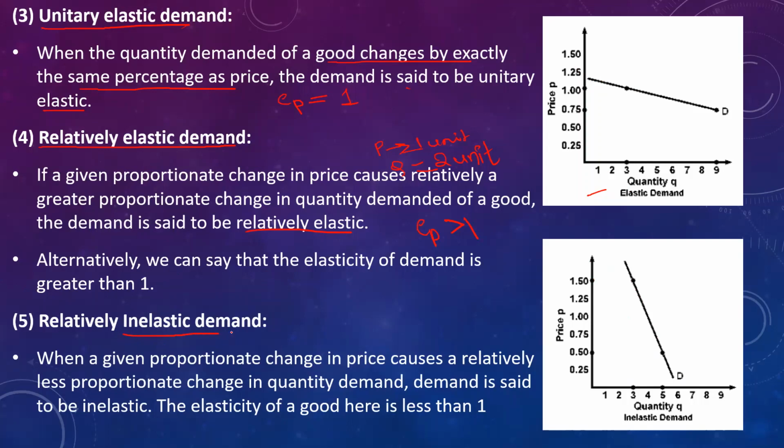Relatively inelastic is the opposite of relatively elastic. Given the proportionate change in price causes relatively less proportionate change in quantity demanded, and here value will be EP is less than 1. Suppose price has changed by 1 unit, then quantity demanded will change by only, suppose, 0.8 units. So quantity demanded changes less compared to change in price. So in such cases it is called as relatively inelastic demand, and the demand curve here will be steeper and it is flatter in case of relatively elastic demand.